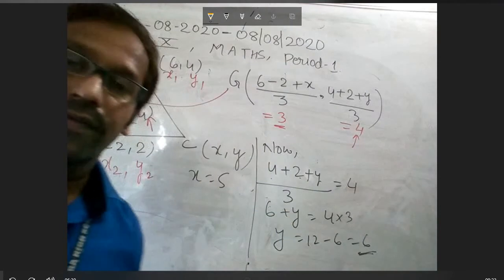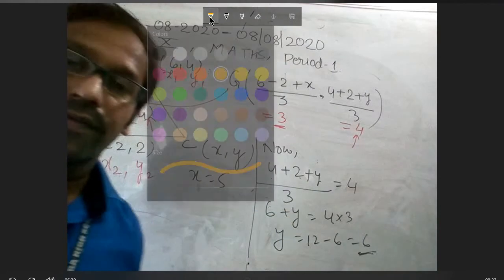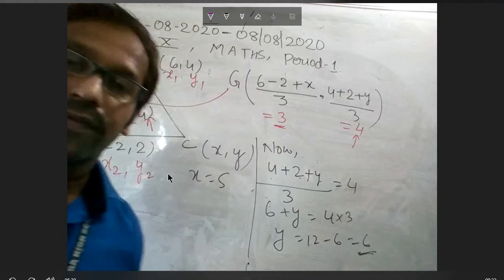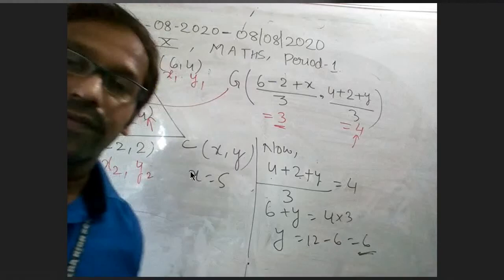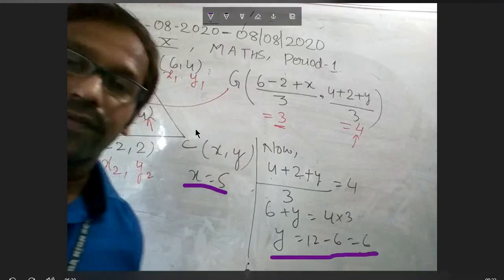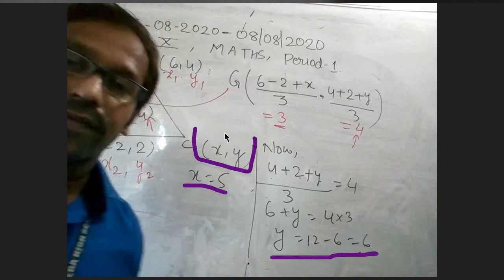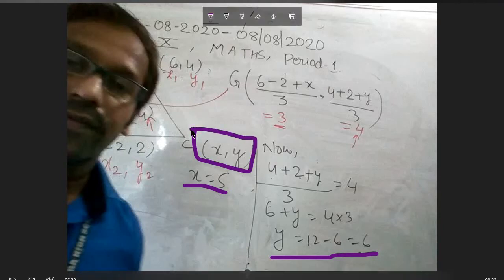So now we have found the value of x and y. See, this is x is equal to 5 and y is equal to 6, and these two are the coordinates of the third vertex, and this is the position, this is the location of point C. In the second point we are asking to find the position of the third vertex, so this is the position also, that will be equal to 5 and 6 here.